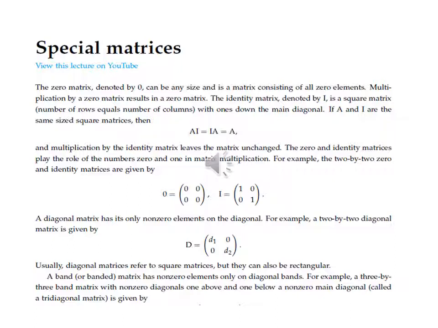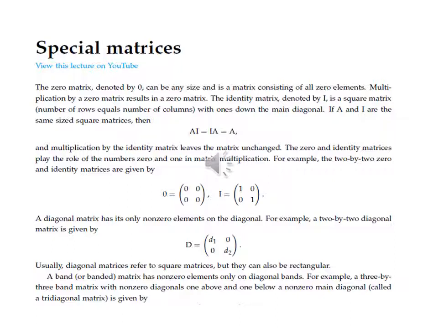The identity matrix, denoted by I, is a square matrix: the number of rows equals the number of columns, with ones down the main diagonal. The main diagonal equals one in the identity matrix. If A and I are the same size square matrices, then AI = IA = A.